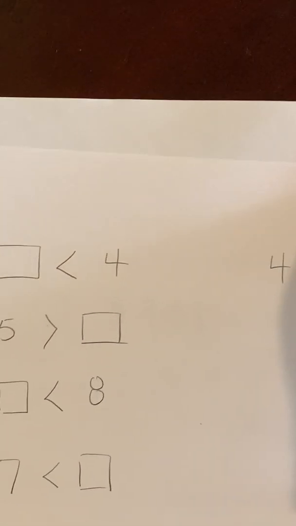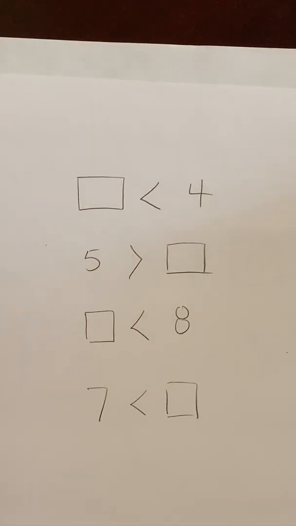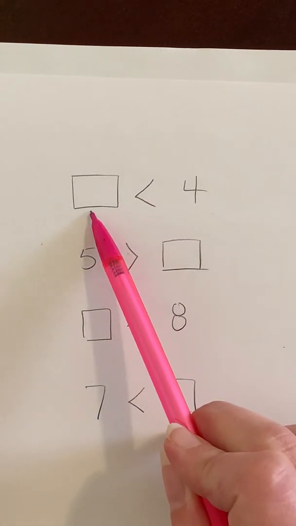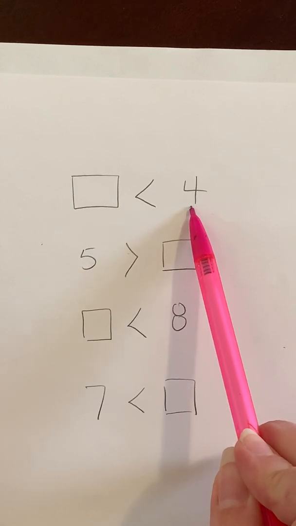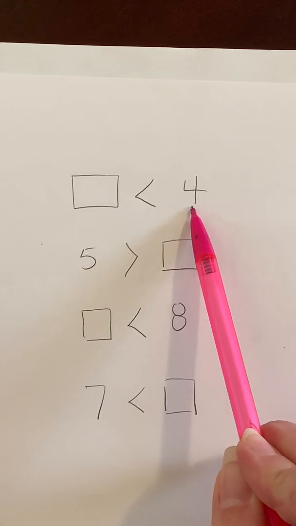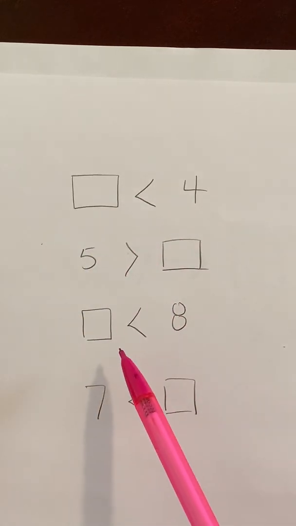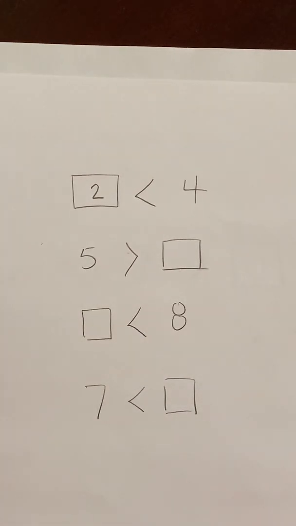Now, I want you to find this paper. What number can we put in the box that is less than this number? 4. Any number that's less than 4. I'm going to put 2. 2 is less than 4.